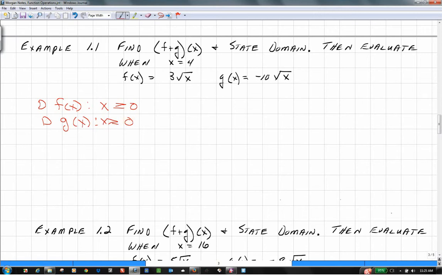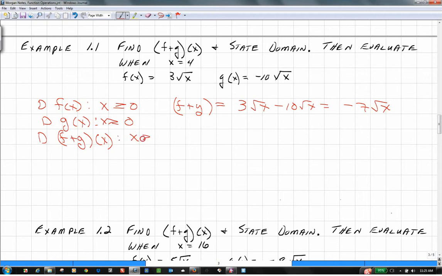And let's go ahead and take g of x and f of x and add them together. So f plus g of x is going to be f of x plus g of x, which is equal to negative 7 times the square root of x. And the domain of f plus g of x is going to be the intersection of the two domains of f and g, and that's also x greater than or equal to 0.